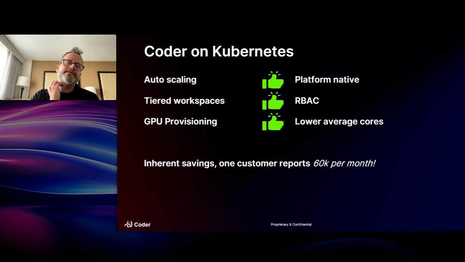And this is a lot of inherent savings. We had one customer report that they were saving $60,000 per month just by going from monolithic VMs to using auto scaling with Kubernetes. Huge savings, huge.